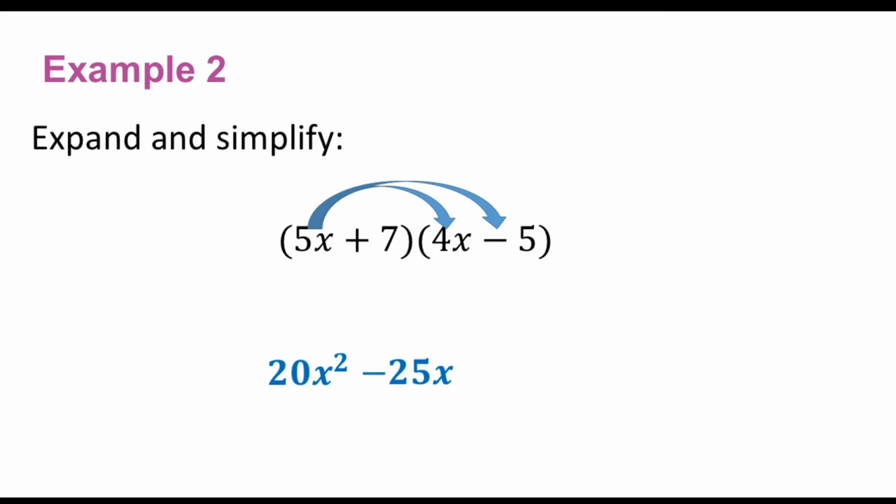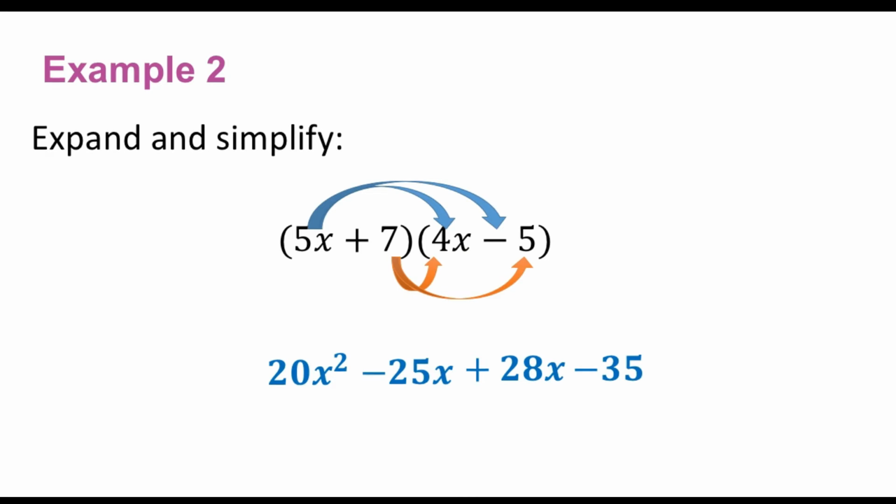Now I'm going to be using the second term in my first bracket to multiply each term in my second bracket. So that's a positive 7 times 4x, that's a positive 28x. And then a positive 7 times a negative 5, again a positive times a negative, that's equal to a negative, so that's negative 35. I look to see if there are any like terms that I can simplify.